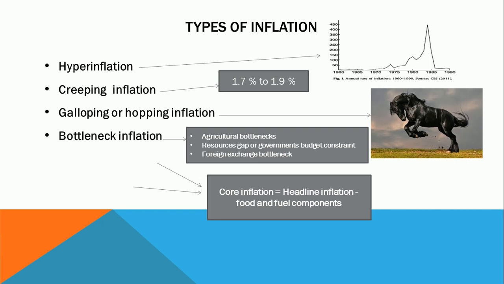Now the other is bottleneck inflation. This kind of inflation, or rise in prices, is brought about by structural problems in the sectors. When there are such shortcomings in certain sectors because of which the supply falls, then it is called bottleneck inflation. Generally, bottleneck inflation sees bottlenecks in three sectors, that is agriculture, budget constraint, and foreign exchange bottleneck. These kinds of bottlenecks or shortcomings bring changes in the prices, especially a very high rise in the prices.